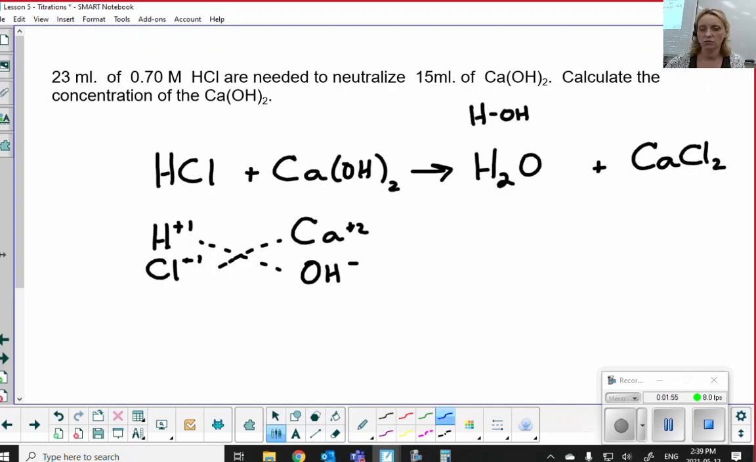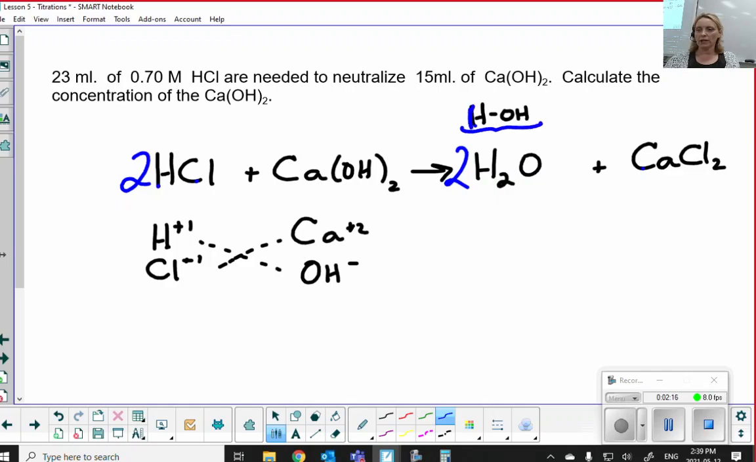Now this is not balanced, so our next step is going to have to be to balance this equation in order for things to work. I see that I've got 1 hydrogen and 1 chlorine from the hydrogen chloride, but on the other side of the equation there's 2 chlorines. So putting a 2 in front of the HCl takes care of the chlorines. But now we have twice as many hydrogens, so I have to put a 2 in front of the water.